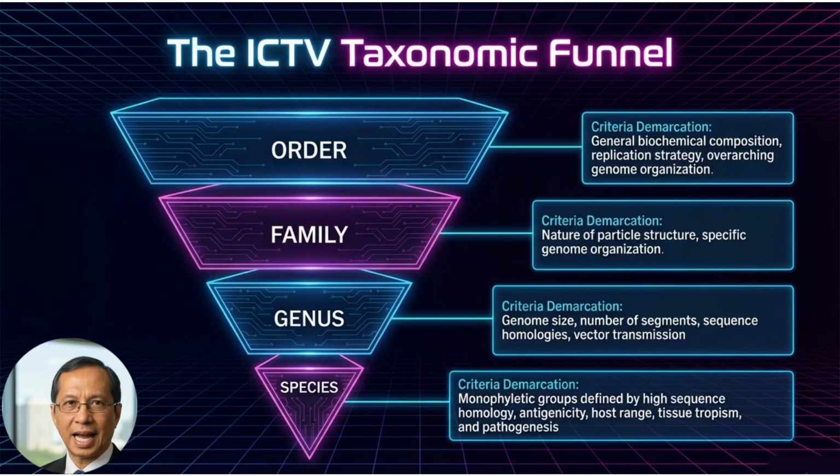The ICTV taxonomic funnel provides a structured approach to viral classification. At the highest level, order is determined by general biochemical composition, replication strategy, and overarching genome organization. Moving down, family classification considers the nature of the particle structure and specific genome organization. Genus is defined by genome size, the number of segments, sequence homologies, and vector transmission. Finally, species are monophyletic groups characterized by high sequence homology, antigenicity, host range, tissue tropism, and pathogenesis.